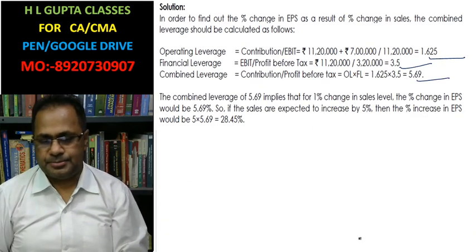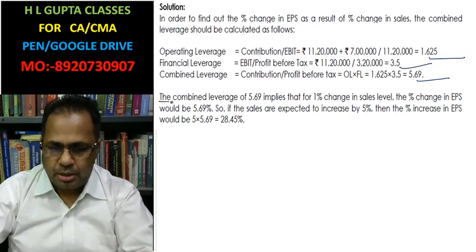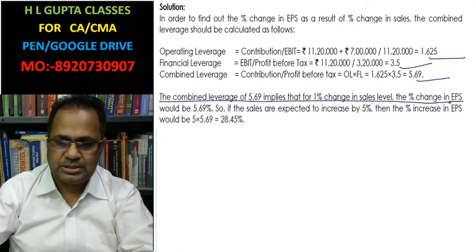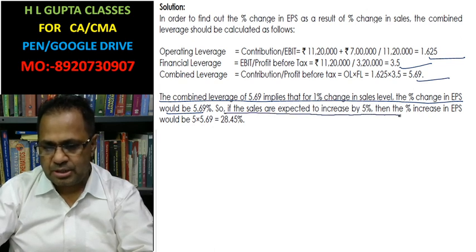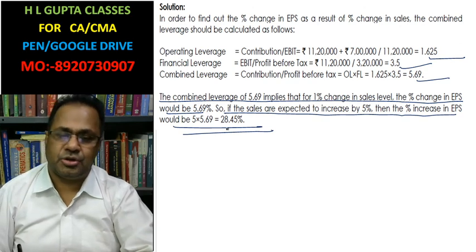Look at your answer. Here the combined leverage 5.69 means for every 1% change in sales, the percentage change in EPS will be 5.69. So if sales are expected to increase by 5%, then EPS will change by this. These are your answers.